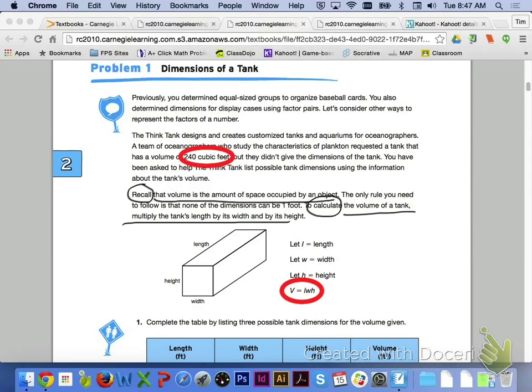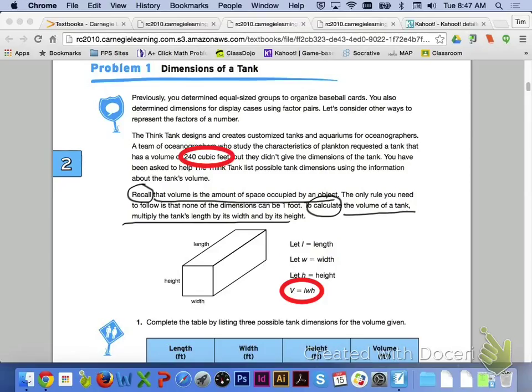A team of oceanographers who study the characteristics of plankton requested a tank that has a volume of 240 cubic feet, but they didn't give the dimensions of the tank. You have been asked to help the think tank list possible tank dimensions using the information about the tank's volume. Recall that volume is the amount of space occupied by an object. The only rule you need to follow is that none of the dimensions can be 1 foot.